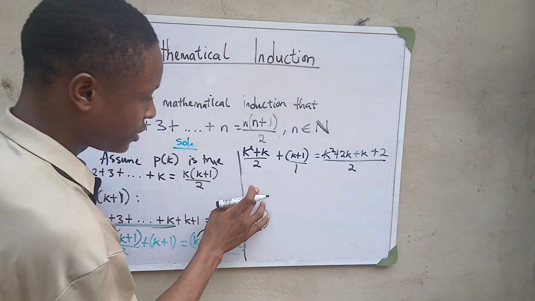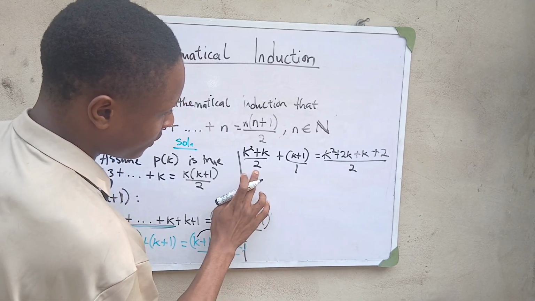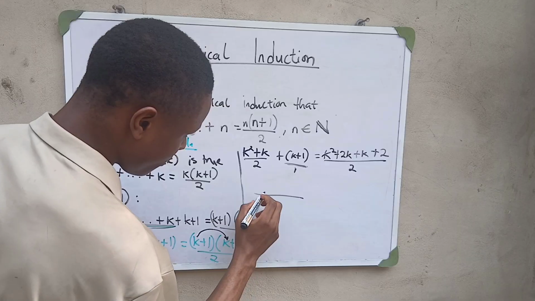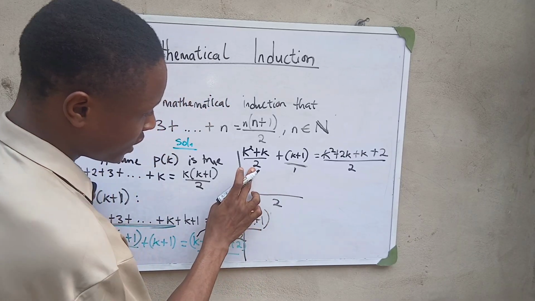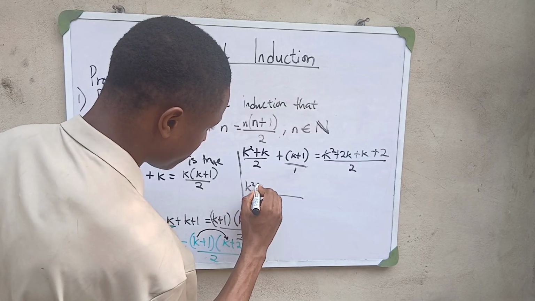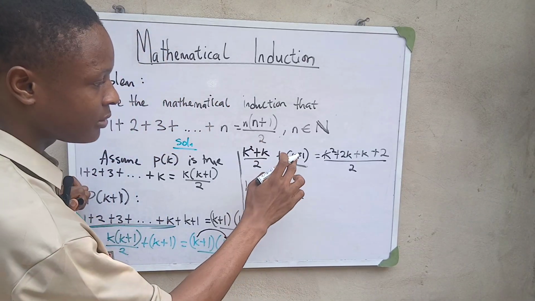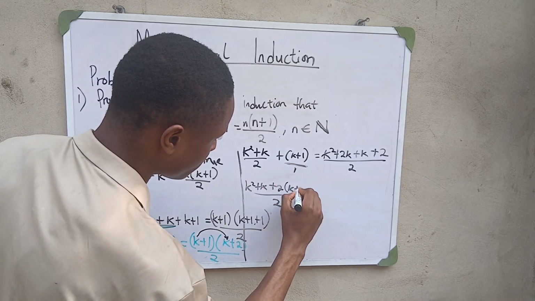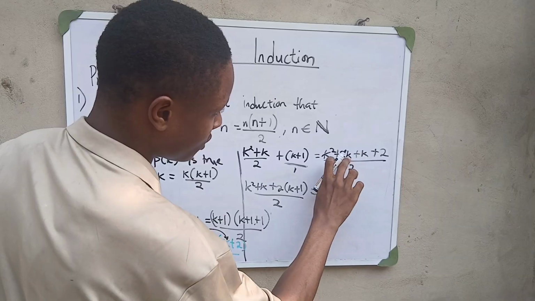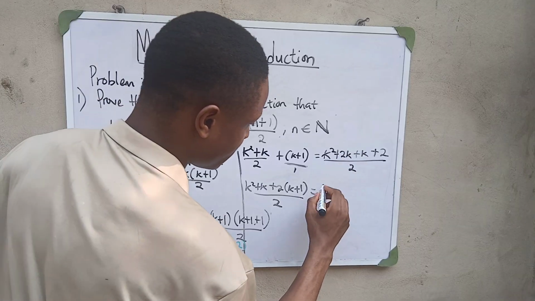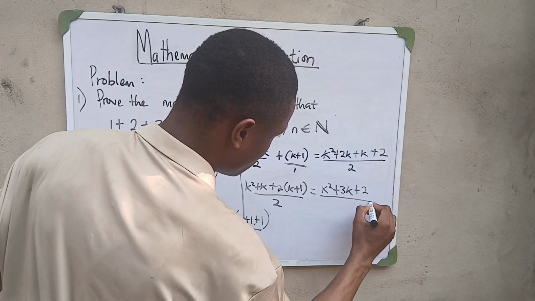So now the next thing we are going to do is take the LCM for this. LCM of this is 2. So 2 goes here is 1, 1 times this is k square plus k plus 2 goes here is 2, 2 times k plus 1 is 2 into k plus 1, equal to this plus this, collecting like terms. This plus this is 3k. So we'll be having k square plus 3k plus 2 all over 2.